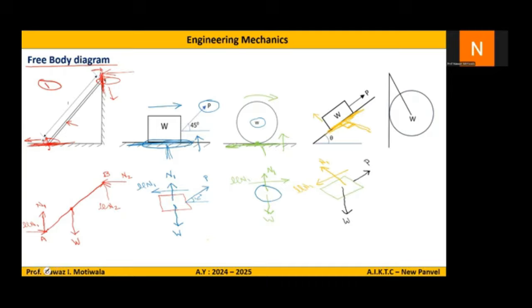Now let us go to the last case. The body under consideration here is the cylinder. So I will isolate the cylinder from the contact surfaces and all the contact points. So this is the cylinder which is isolated.